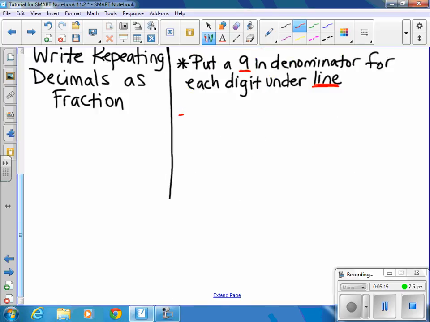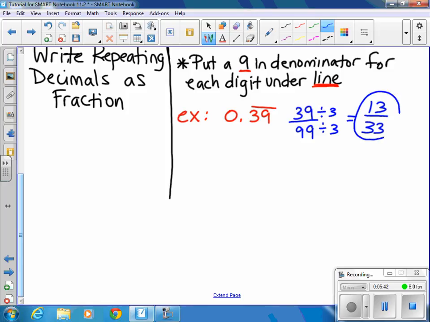So for instance, if I give you 0.39 and both the 3 and the 9 are under the line, then your fraction is going to have the 39, and then because there's two numbers on top, you're going to put two 9s on the bottom. Now never leave your fractions this way. If you can reduce your fractions, you must always reduce them. Both of these numbers are divisible by 3, so after dividing by 3, I end up with 13 over 33. And that is a simplified fraction as low as it can go, and that is the answer for 0.39 with the bar over it. So you'll need to practice being able to do that.